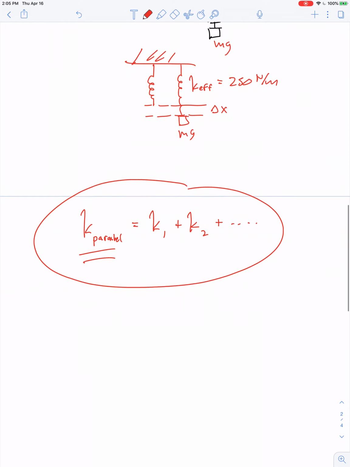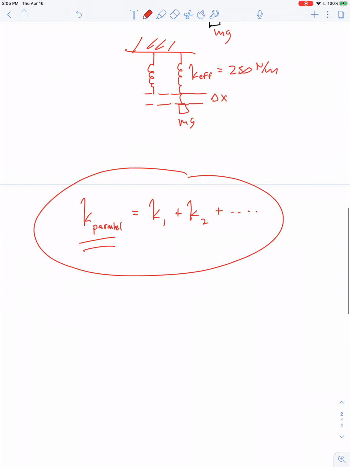So one way to say that is that the effective k value for springs in parallel is always greater than the greatest individual spring's k value. So in the next video lesson, we'll investigate what happens when you connect springs end to end instead of side by side and come up with an equation for the effective k value for springs in series with one another.